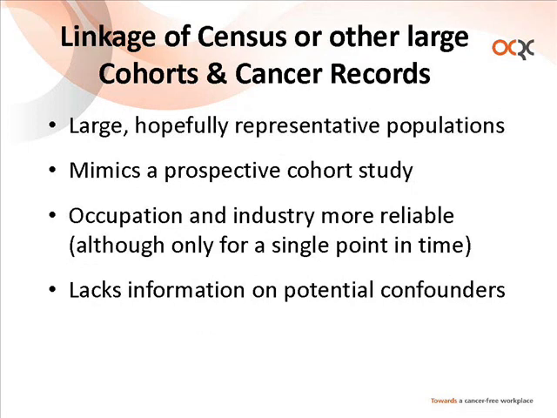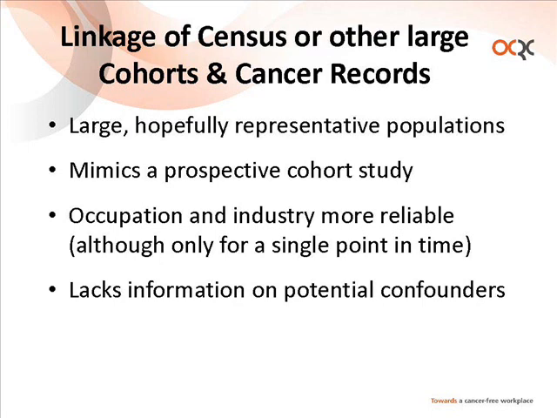The other model that has been used is to link either census data or other large cohorts with either tumor registry or mortality data. At this point, it's been more common to do with mortality data, but certainly, and I'll show you what we have in a minute here, cancer incidence data is possible. So what you get then is something that mimics a prospective study. You hope it's large, hopefully representative, but in fact, some of these studies have not been representative and still have led to the creation of a lot of new knowledge.